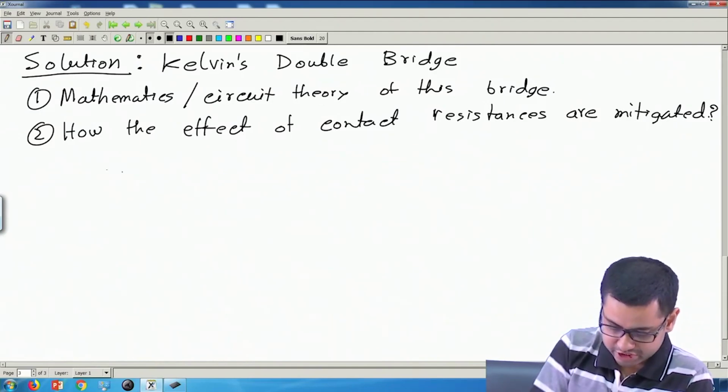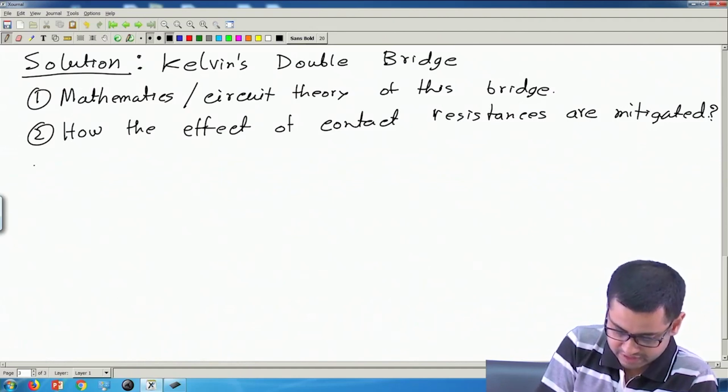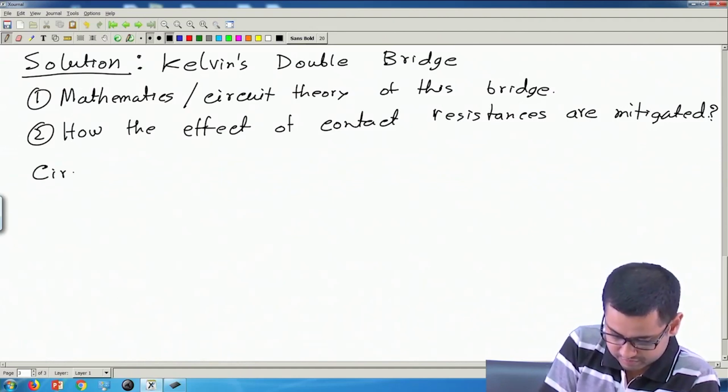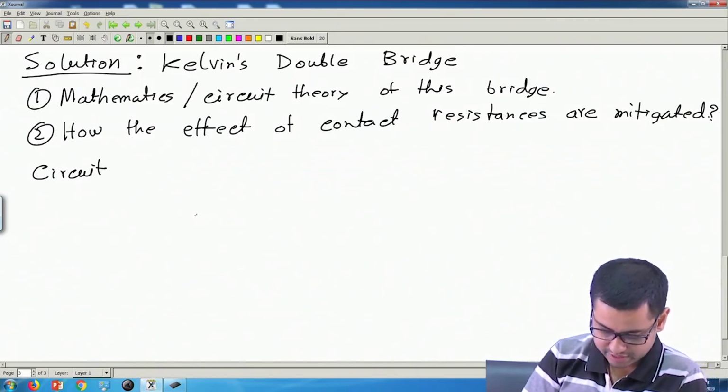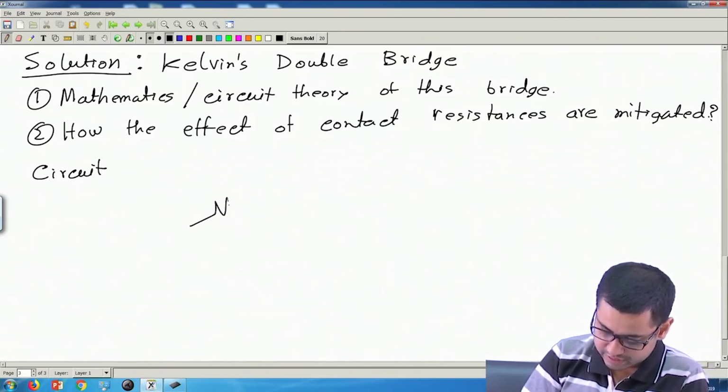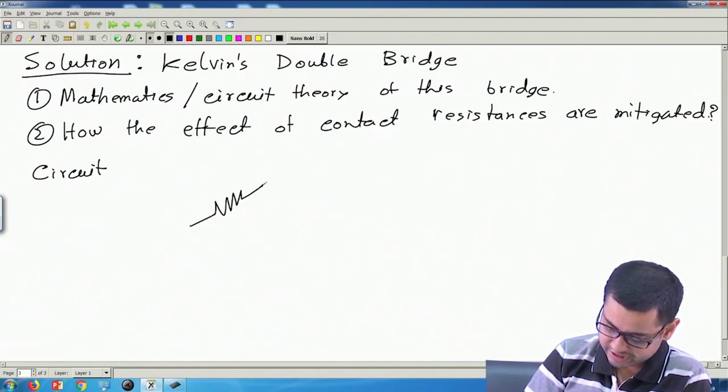So first the circuit theory, the circuit. Okay. So the circuit looks like this. It has 6 resistances.